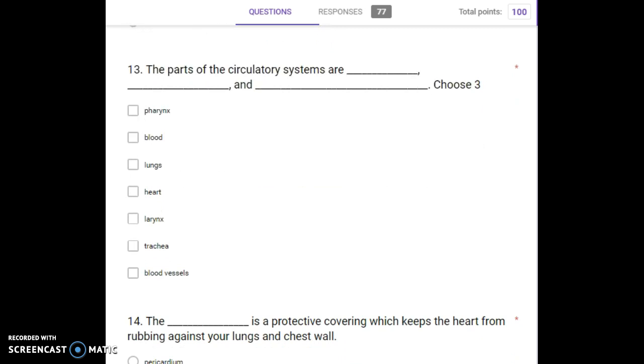Number 13. The parts of the circulatory system are blank, blank, and blank. Choose 3. Pharynx, blood, lungs, heart, larynx, trachea, blood vessels.